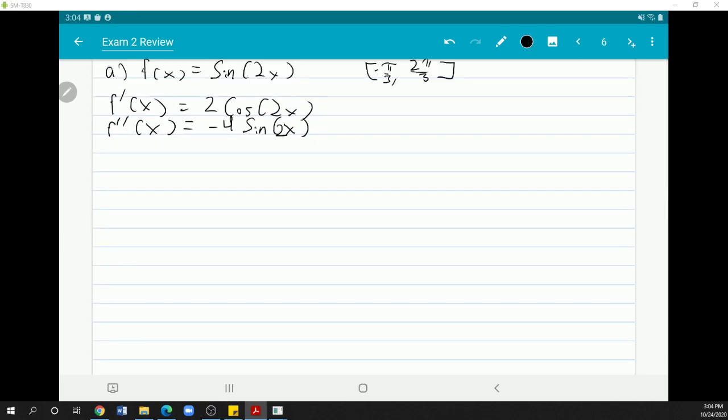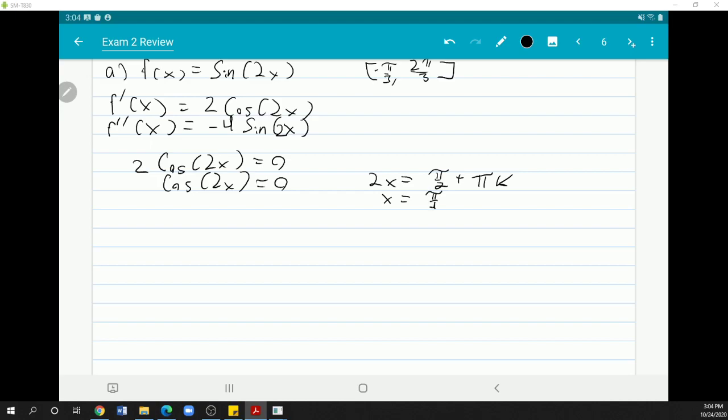So if we look for zeros, we say 2 cosine 2x equals 0. This is f prime of x. So cosine 2x is equal to 0. So the thing inside of cosine is equal to 0 at pi over 2 plus pi k. So now divide by 2. X is equal to pi over 4 plus pi k over 2. Right? Your function changes twice as fast with the 2x, so you have solutions twice as close.